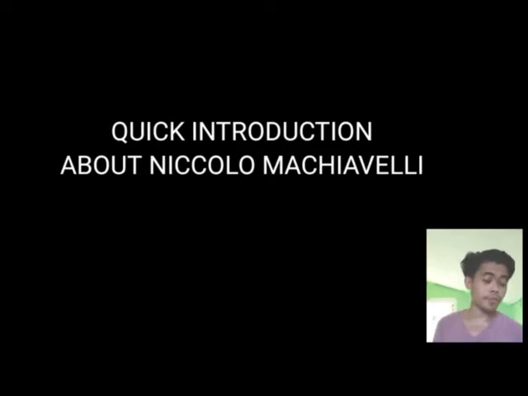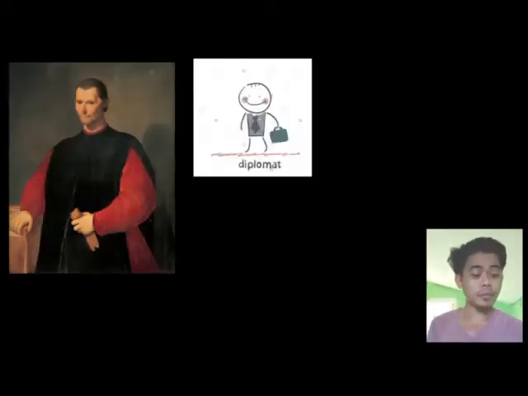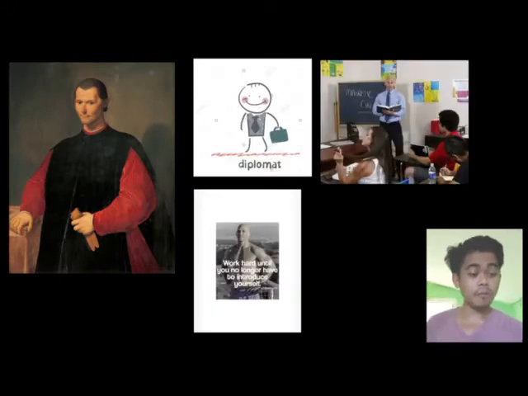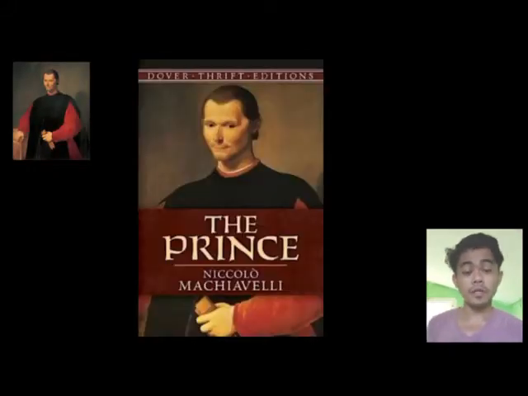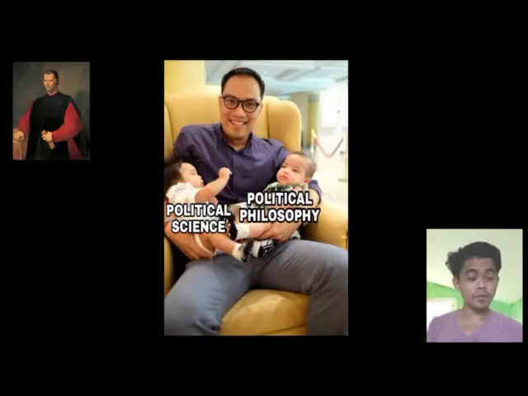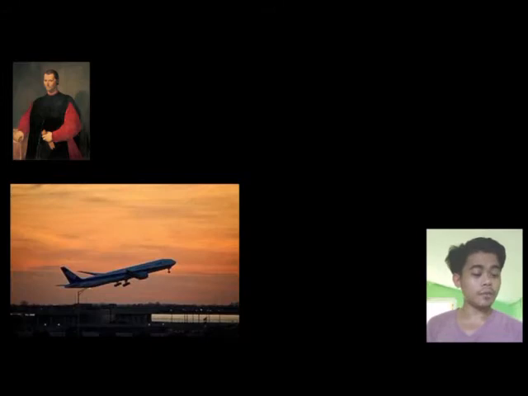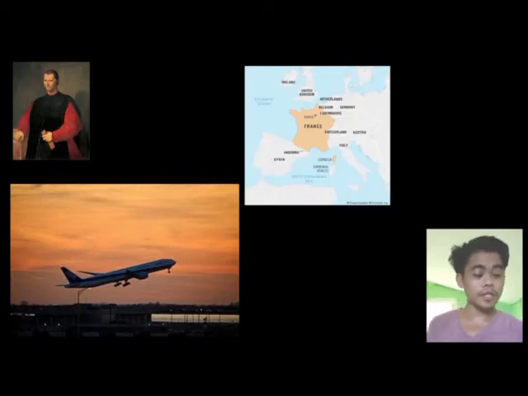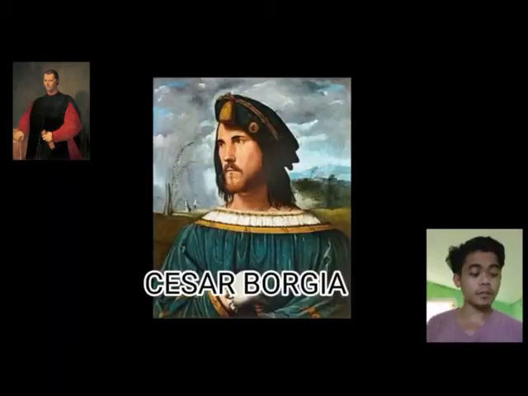And now let's get to know Uncle Niccolo. Born in 1469, Machiavelli was an Italian Renaissance diplomat, philosopher, and writer, best known for his book, The Prince, written in 1513. He has often been called the father of modern political philosophy and political science. He was sent to France to be part of the Second Chancery of Florence, and later on sent to Imola with Caesar Borgia, Duke of Romagna, a region in northern Italy.